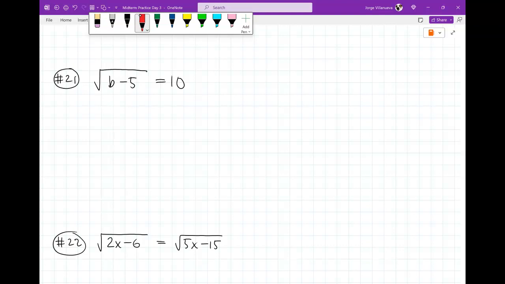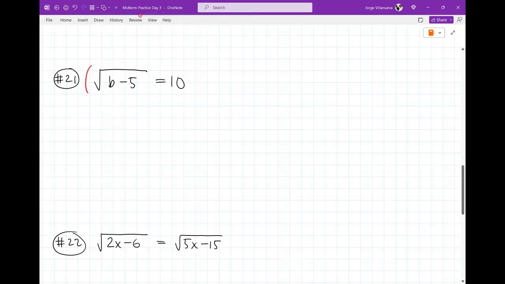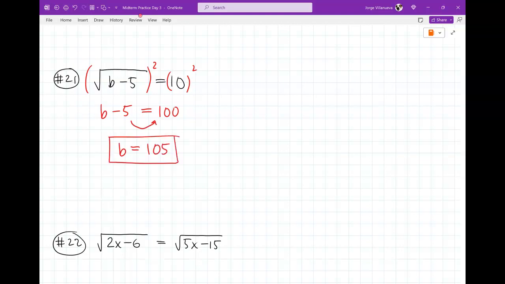We square, right? We got to square both sides. So I'm going to square and square. On the left side, it's just going to be b minus 5, and on the right side, it's going to be 100. So I'll add 5 to the right, and then I'm done. So it'll just be b equals 105. That's it. So that's pretty easy.